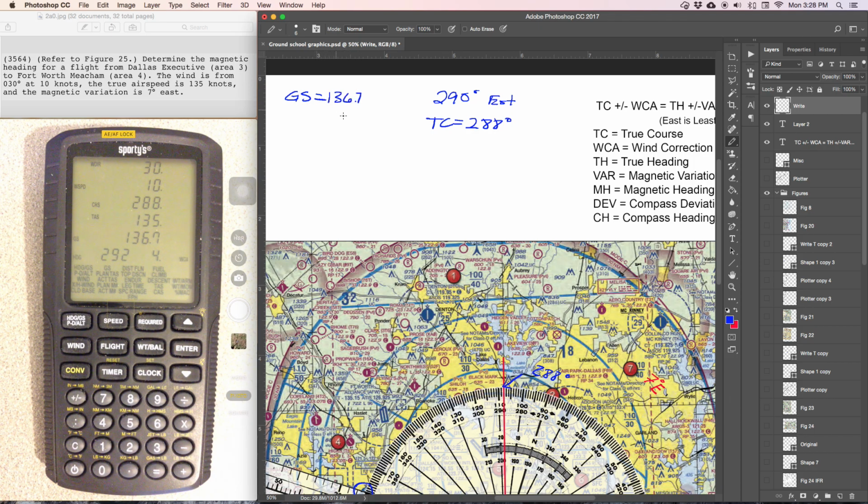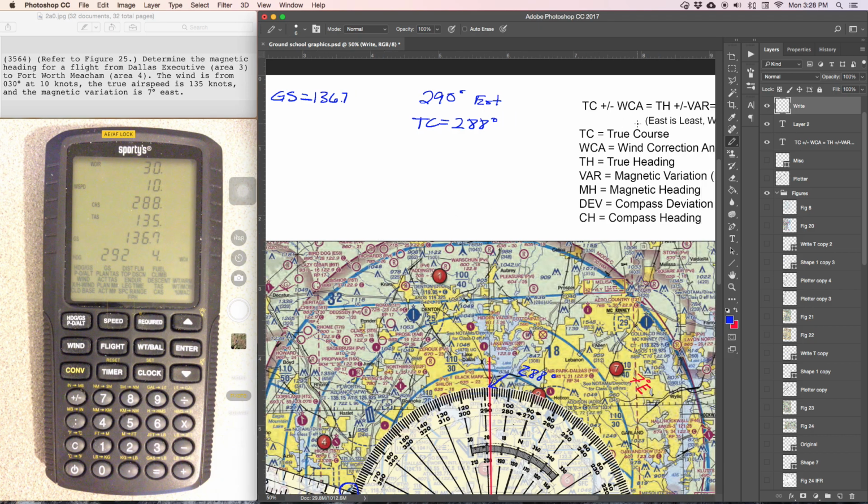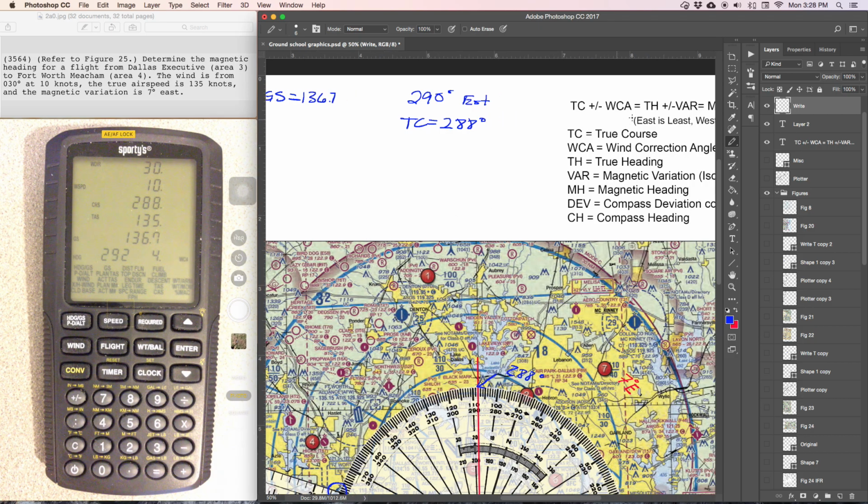136.7. And now, after adjusting, the E6B is doing the wind correction for us, and it's given us a true heading of 292.